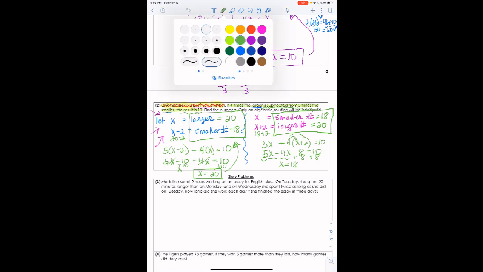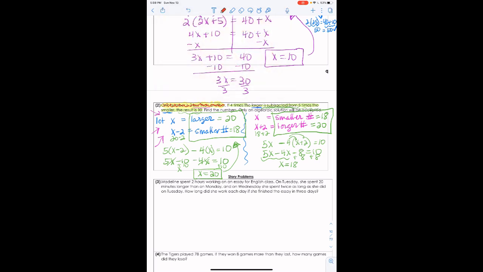Now I'm going to take my red pen and use the words to do a quick check. It says 4 times the larger number. So in both cases, that's 4 times the 20, and that is subtracted from 5 times the smaller number, which is your 18, and the result has to be 10. So if I did 5 times 18, that's going to give me the number 90, and then 4 times 20 is 80, and 90 minus 80 does equal 10. So it checked out.